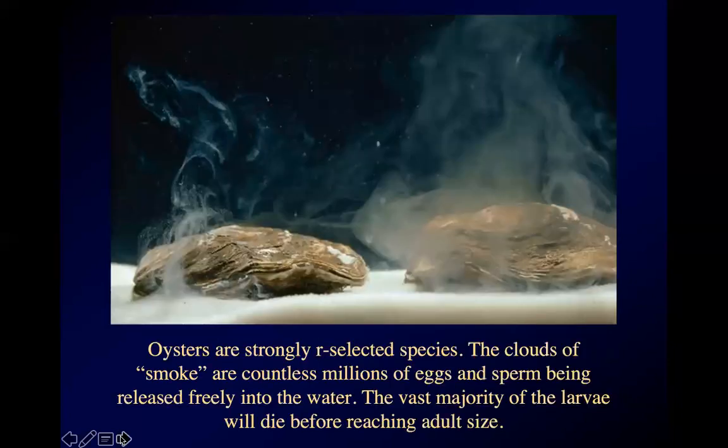So here's a couple of R-selected organisms. They're oysters, and both of them look like they're surrounded by smoke. That smoke is countless millions of eggs and sperm being released freely into the water, as oysters like doing when there's a full moon out and it's summer. A female oyster can crank out something on the order of 100 million eggs a year. And if she's not fished up out of the water and deep fried or served on the half shell, she might actually live for 20 years.